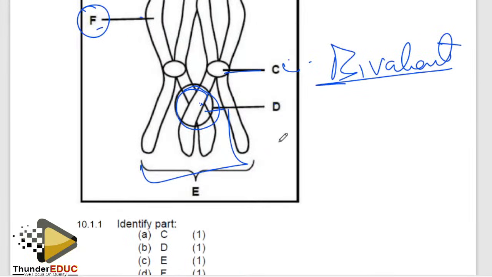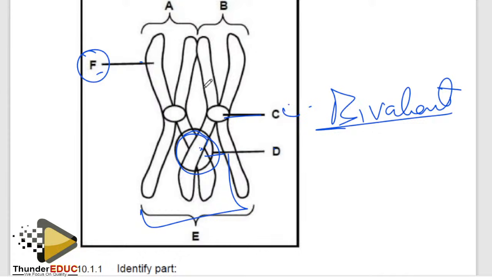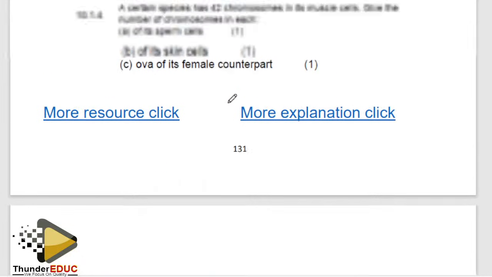Describe the process at D. So they are looking at describe the process of crossing over. 5 marks. The homologous chromosomes come together. They cross over at a point called chiasma. They exchange genetic material between two homologous chromatids, and then they separate and form genetically different chromosomes. So basically, that's what you need to explain when it comes to that.